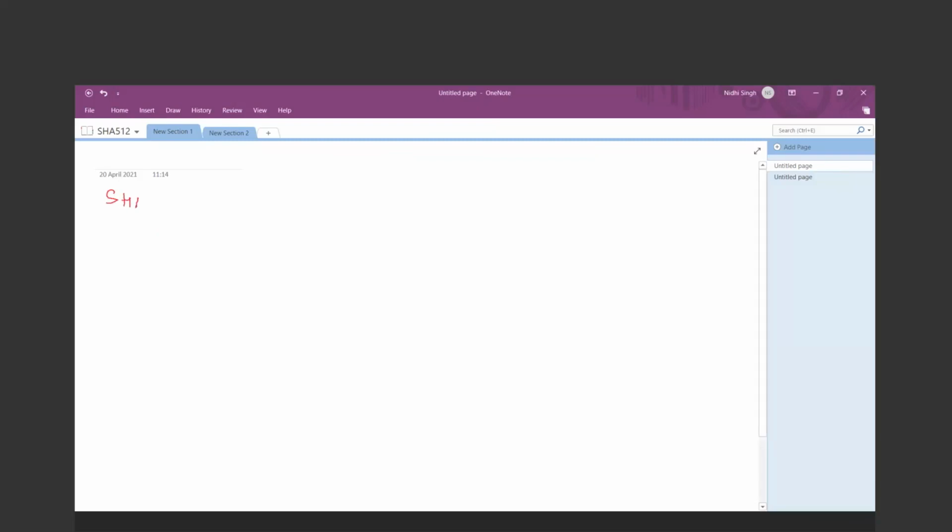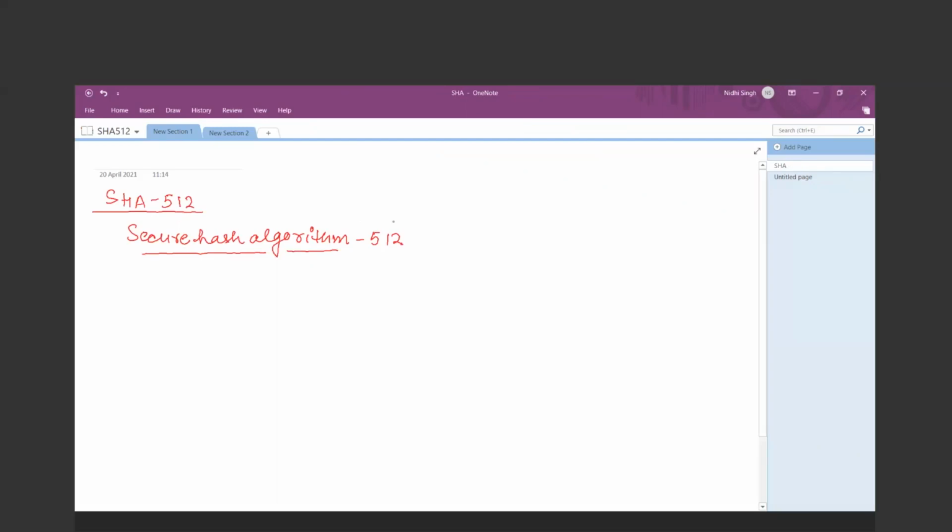So today's topic is SHA-512. SHA means Secure Hash Algorithm. Secure hash algorithm is basically used for the hashing of our transmitted messages, and a hash code will be generated. That hash code is called the message digest. So what is that 512? 512 is the output bits.